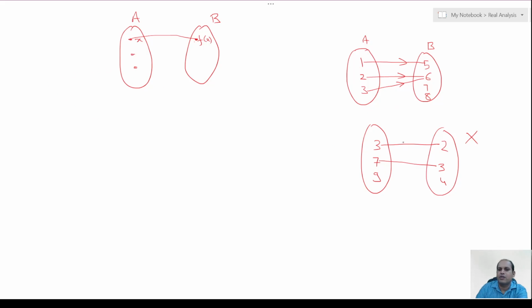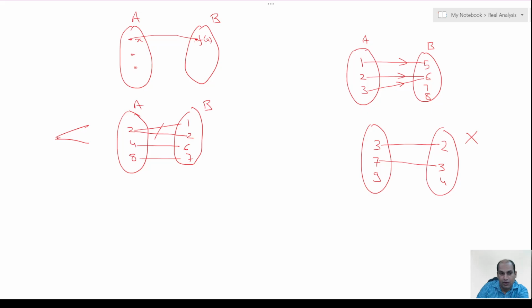In general, this one is not a function. Again suppose this is set A and this is set B, then 2, 4, 8 and 1, 2, say 6, 7. Just for the sake of explanation I am taking these examples. So suppose 2 is mapped to 1 as well as 2, 4 is mapped to 6 and 8 is mapped to 7. Again this type of mapping, where an element has more than one image in set B, is not a function.